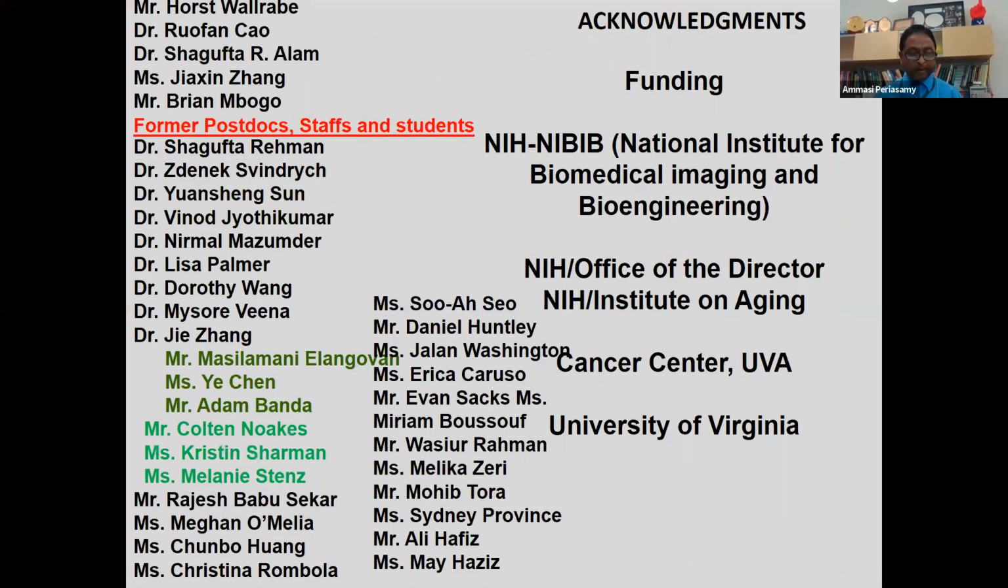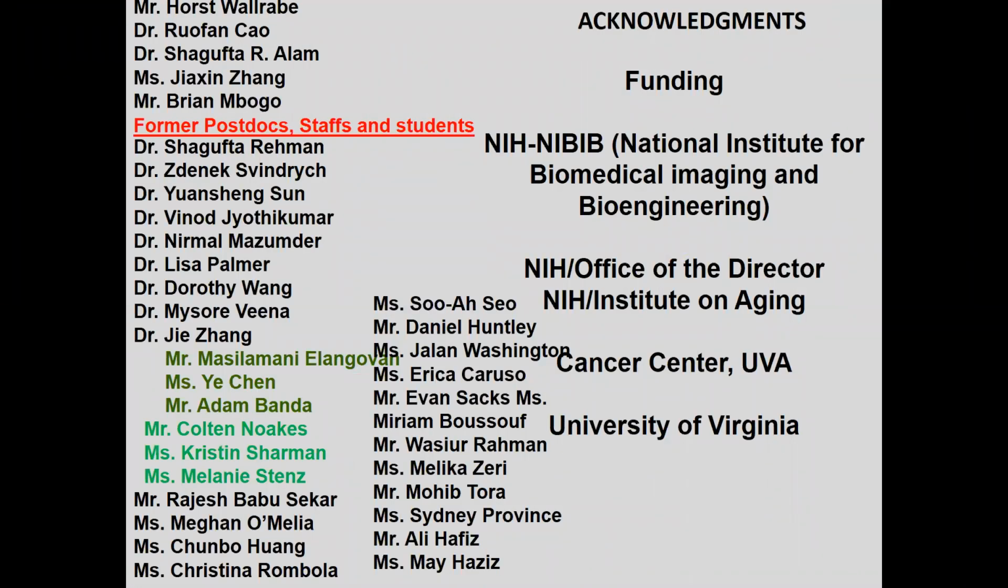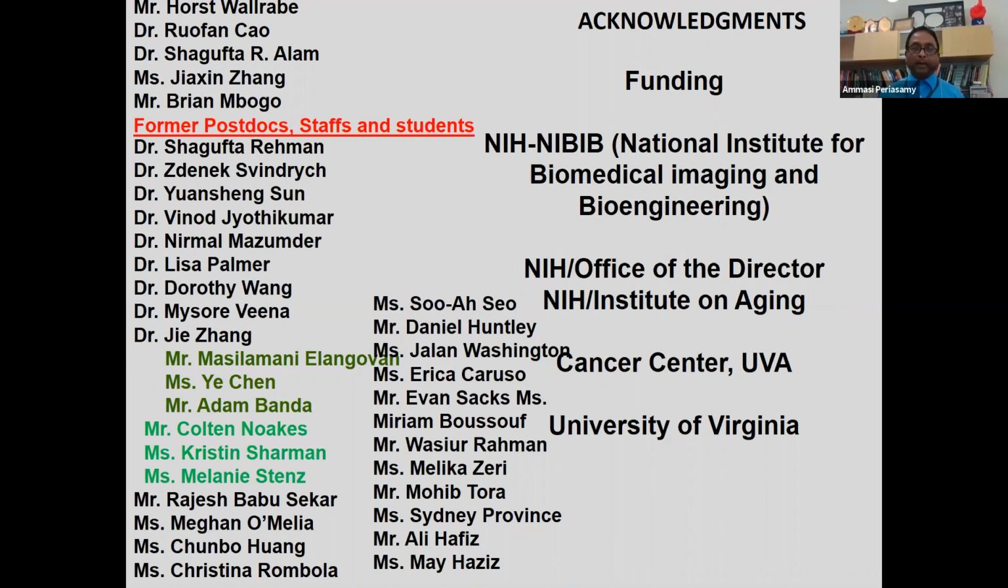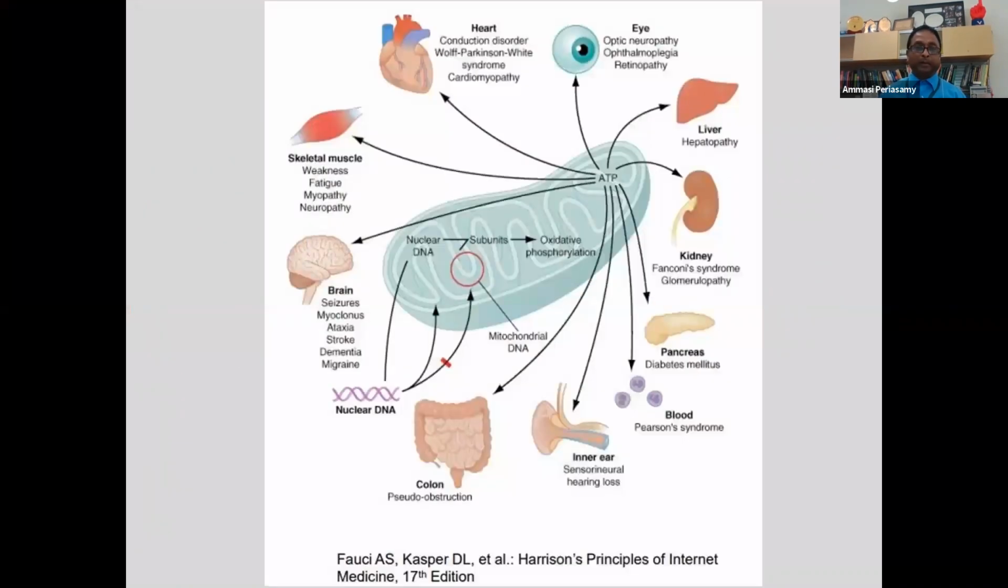And the funding is from different organizations, which is NIBIB, Office of the Director, Institute of Aging. Recently, we received an award from Institute on Aging, Cancer Center, and University of Virginia. As I mentioned, I am going to talk about how to investigate mitochondrial dysfunction using lifetime imaging microscopy and also FLIRR, phosphorescence energy transfer.